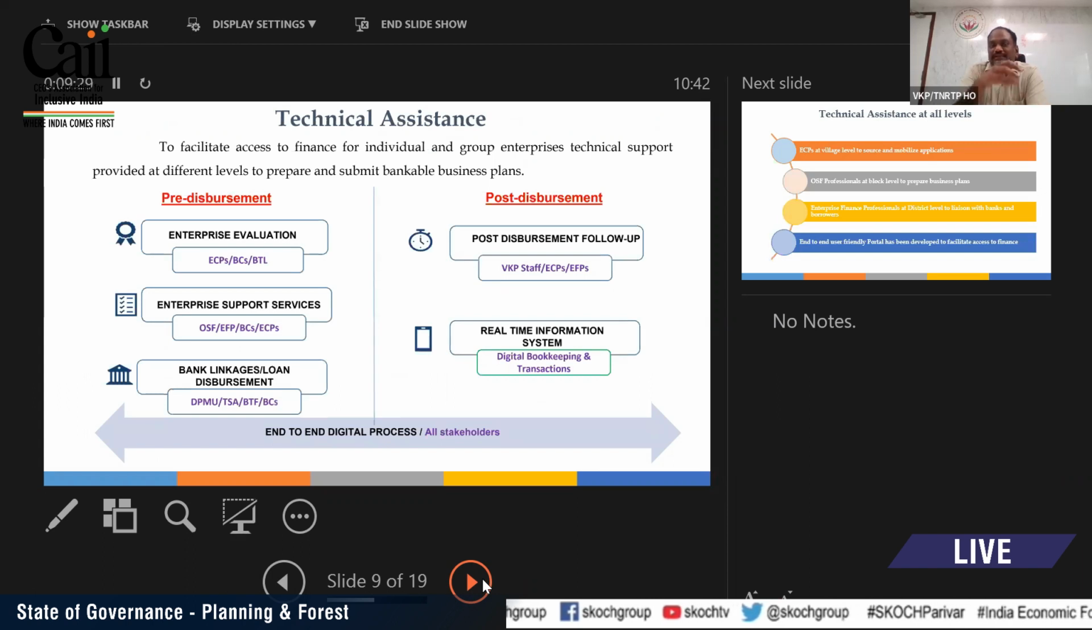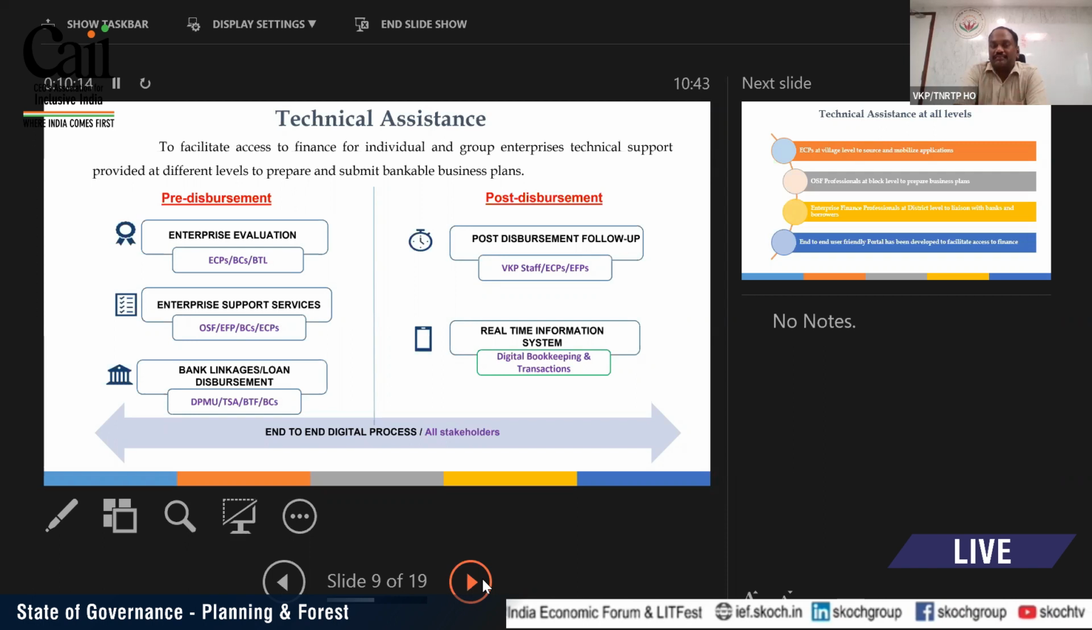The flowchart is given, divided into 2 parts, pre-disbursement and post-disbursement. In pre-disbursement, the enterprise evaluation will be done at the panchayat level by the ECPs, the enterprise community professionals, block coordinators and block team leader. These 3 persons are at the panchayat level and block level. They will evaluate the enterprises of the individuals as well as the group activity. For example, enterprise groups or producer collectives, they will evaluate the process, and then it is given to the support services like one-stop facility centers, or through banking correspondents and banking professionals we have appointed at the block level.